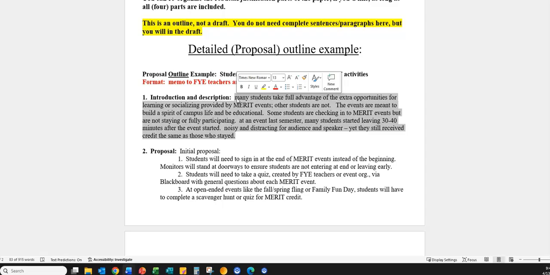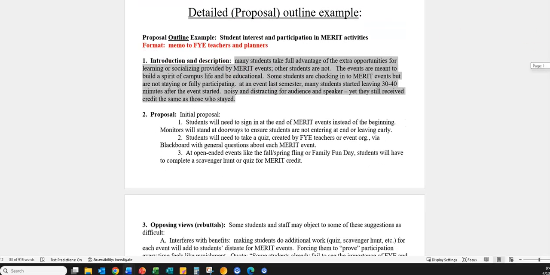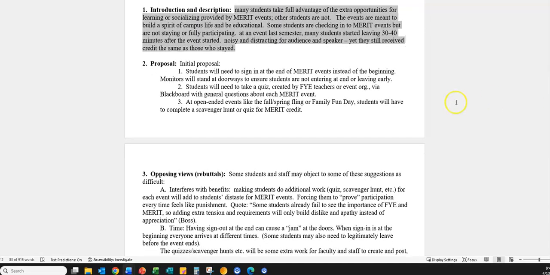So obviously many students are taking advantage of these events. They are getting something out of them, but some people are not, and some people are actually signing in and leaving, or they are signing in and leaving partway through, or doing something else the whole time, or what have you. So those people, unfortunately, are getting the same credit in most cases as the people who really stayed and participated and did their best with the activity or event or whatever it was. So that's our problem.